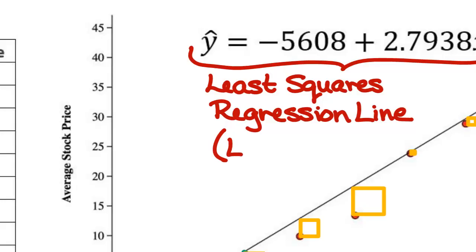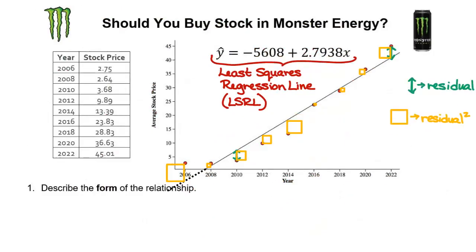It gets abbreviated LSRL. And that is a standard abbreviation. Instead of writing out all 4 words every time, you don't have to write that. You can write LSRL for least squares regression line.